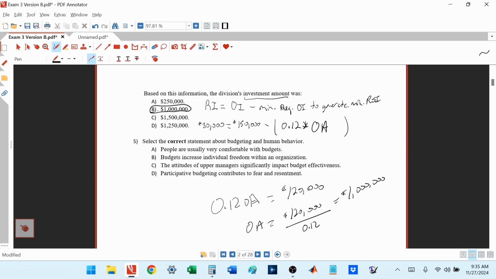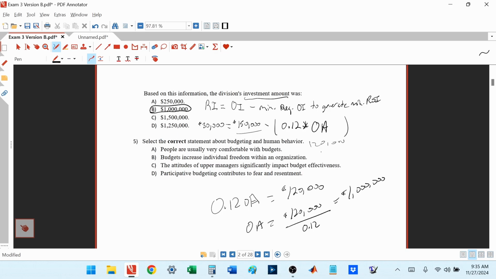That's what we paid for operating assets. And on that, we need to at least generate 12%. So $120,000 is what we need to at least generate. We're currently generating $150,000, so we have a residual or an excess income, an income above and beyond the minimum we need to earn, of $30,000.